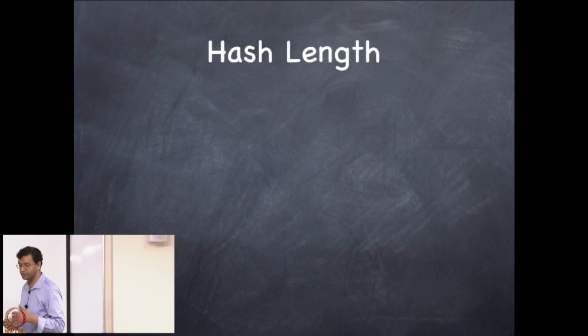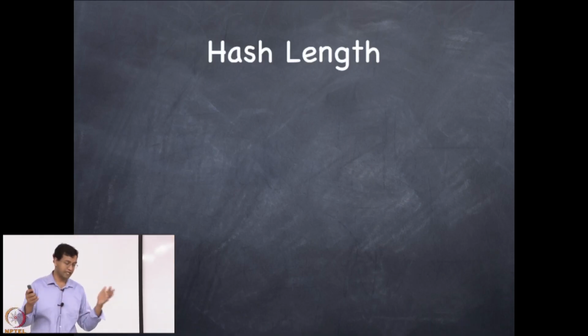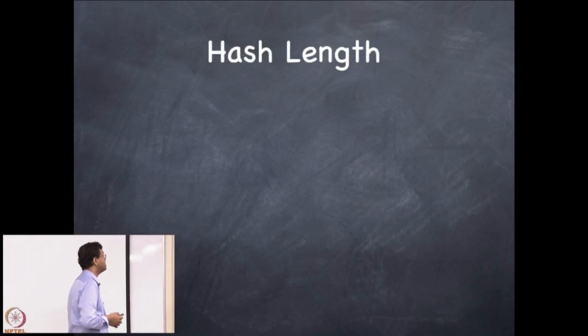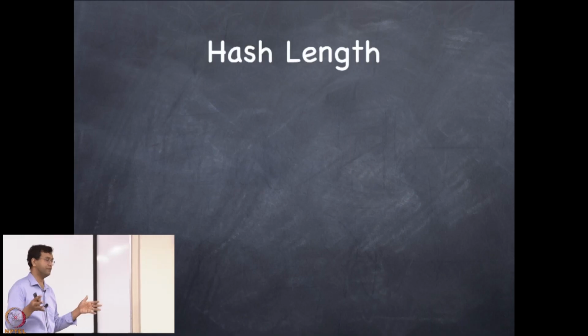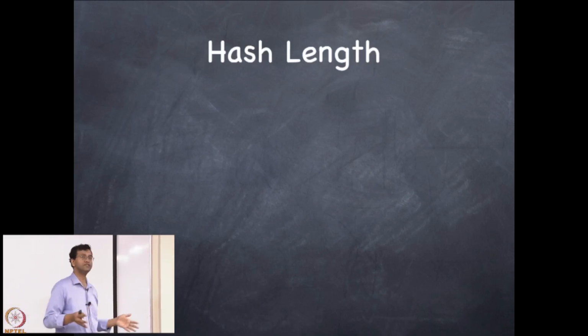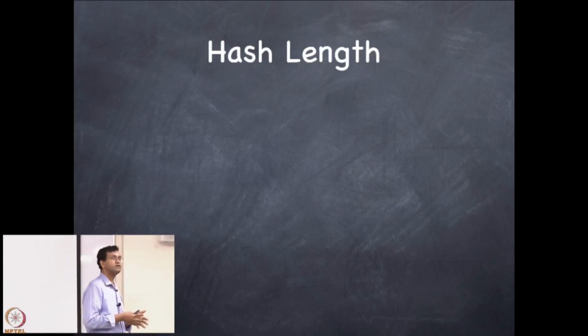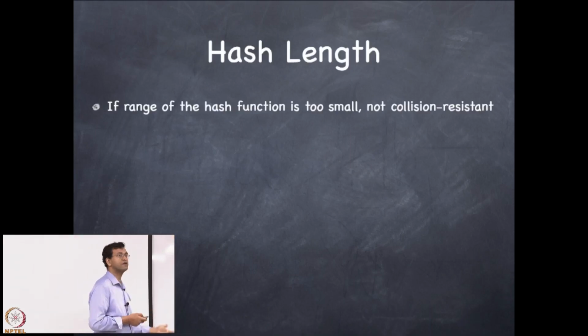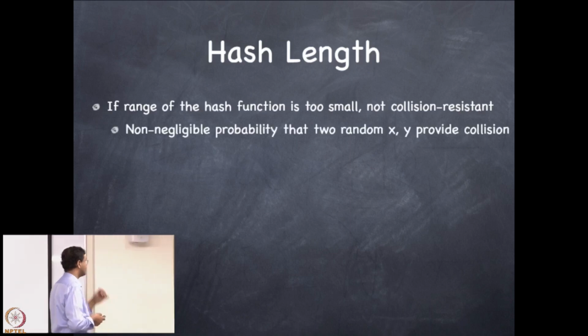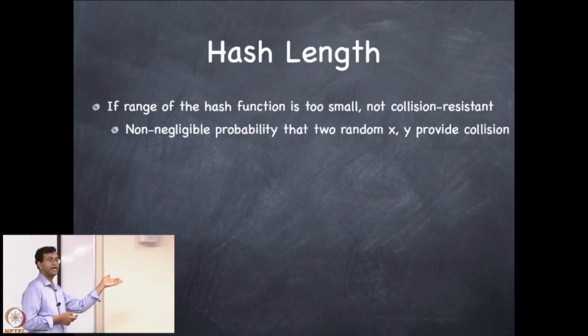It's not just about the input length or the size of the hash function family. Clearly the input length, the domain, you want to be big. But you also want the range to be big, because if the range is too small, you can find a collision by accident, just by randomly trying. So it cannot be collision resistant if the output of the hash is too short.